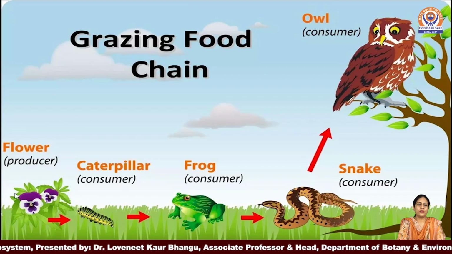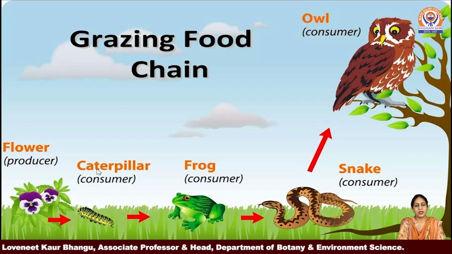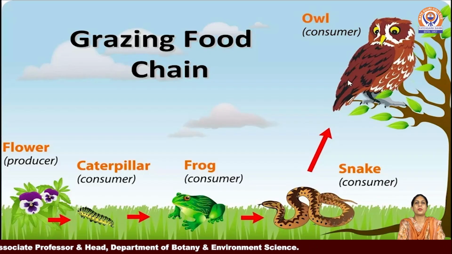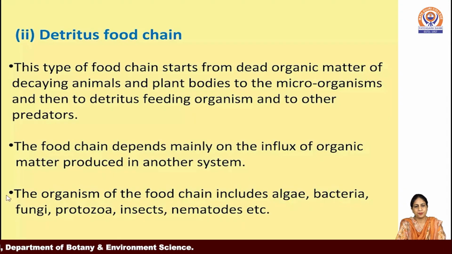So here the food chain is starting with the producers, that's plants. So these plants are being fed upon by caterpillar the consumer, which is again fed upon by frog, and frog is in turn being eaten up by snake, and snake is in turn being eaten up by owl. So this is a grazing food chain starting with a producer or a plant.